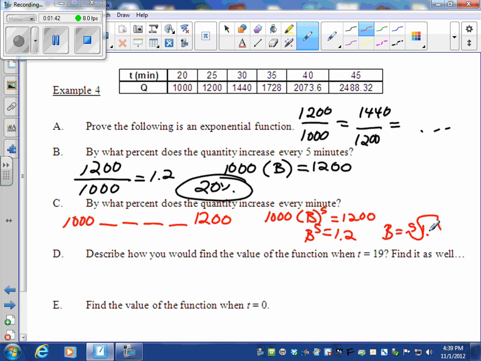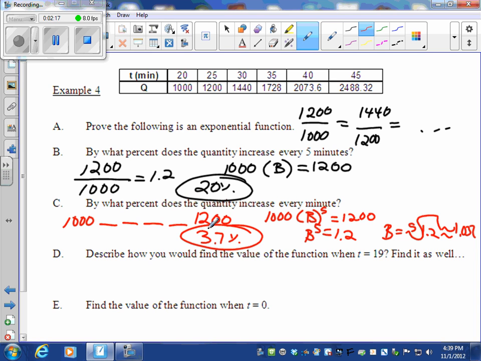5th root of 1.2. Now if you stop there, you're going to get so close, I'll probably stamp my feet on the kitchen floor and I'll say, oh, they were close. Man, they were close. But they didn't go the whole way. So on your handheld and your calculator, you're going to take the 5th root of 1.2 and go 1.037. 1.037-ish. So what's the answer to the question? By what percent does the quantity increase every minute? Around 3.7%. Ballparkishly.